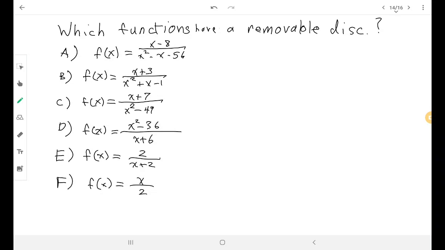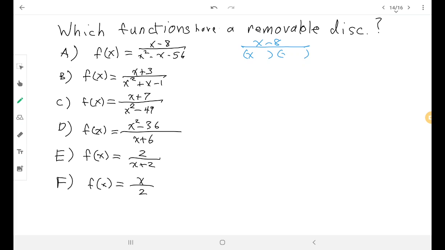Well, let's move on to the next question. Which function has a removable discontinuity? Okay, so this is when you factor them and you have a hole. That is, you have something that cancels. So we have to factor each one of these. So in the top here, we've got x minus 8.